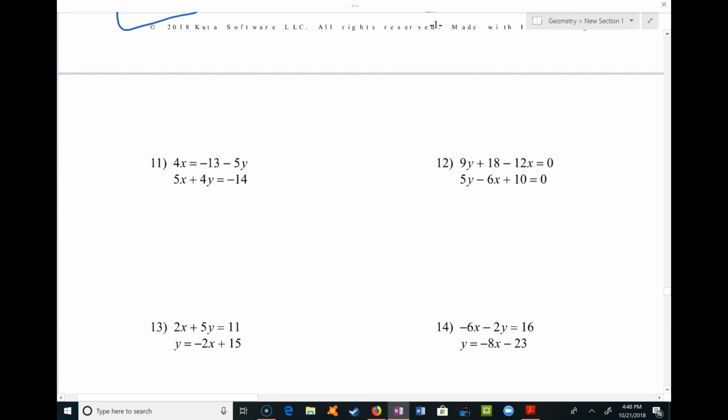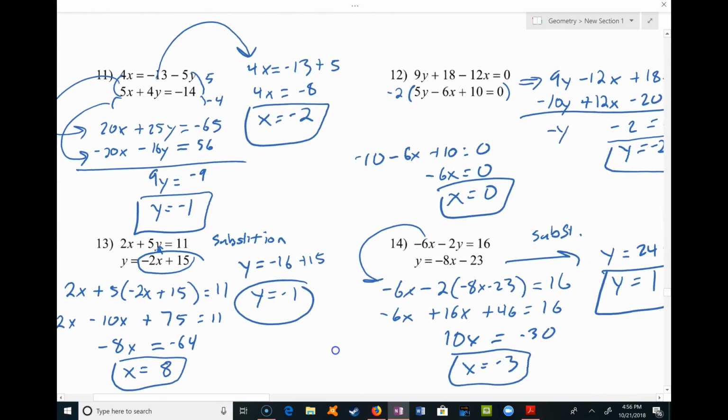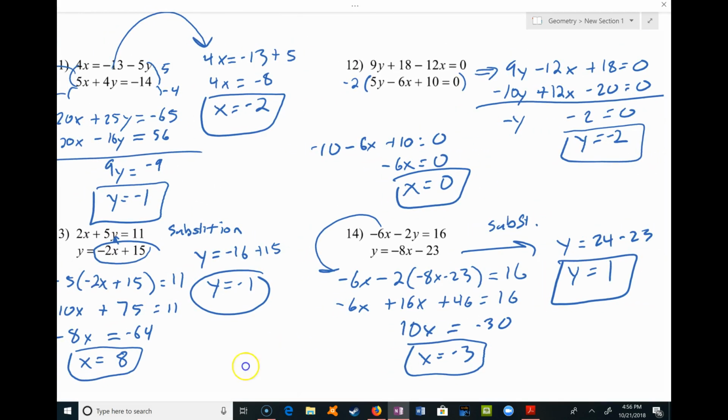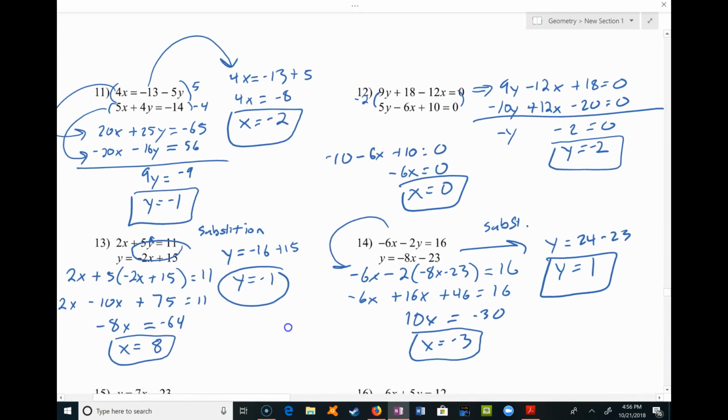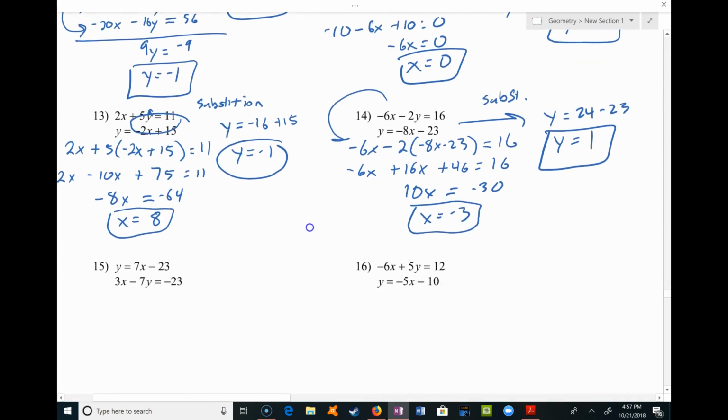Okay, this video is getting long. I think I'll pause it and do a few of these without commentary. So there's number 11 and number 12. You can take a look at those and see if they make sense to you. And then number 13 and 14, I ran into some substitution ones that really lend themselves to substitution, so I thought I'd turn the video back on and make sure I run through these with you.